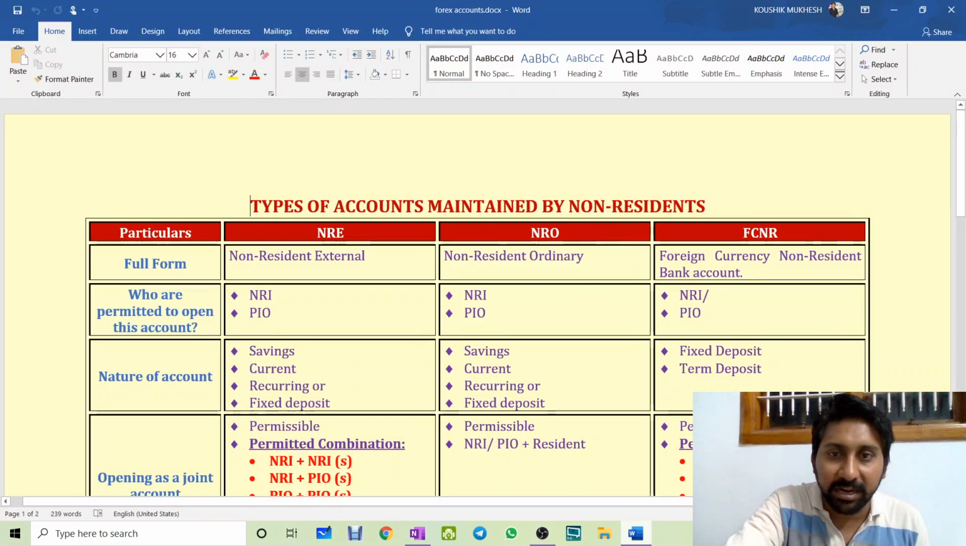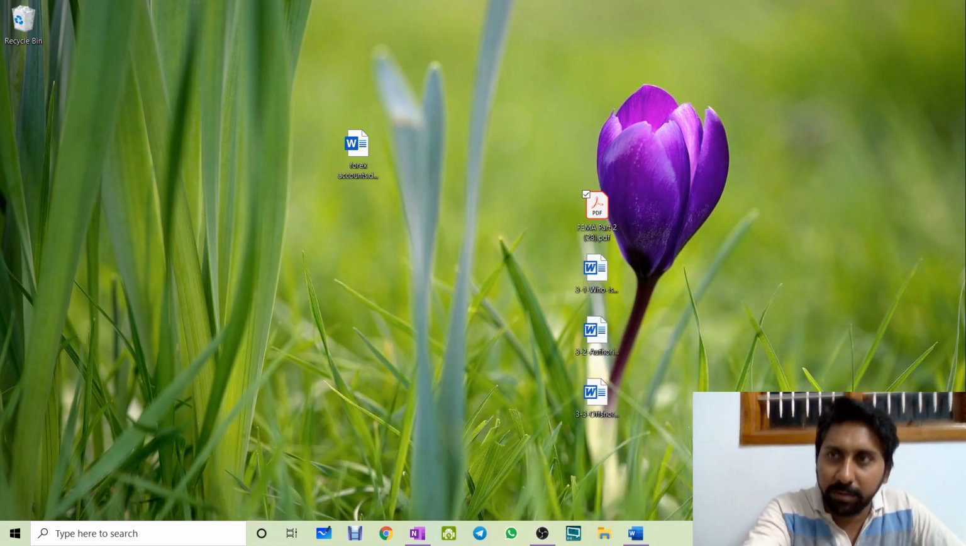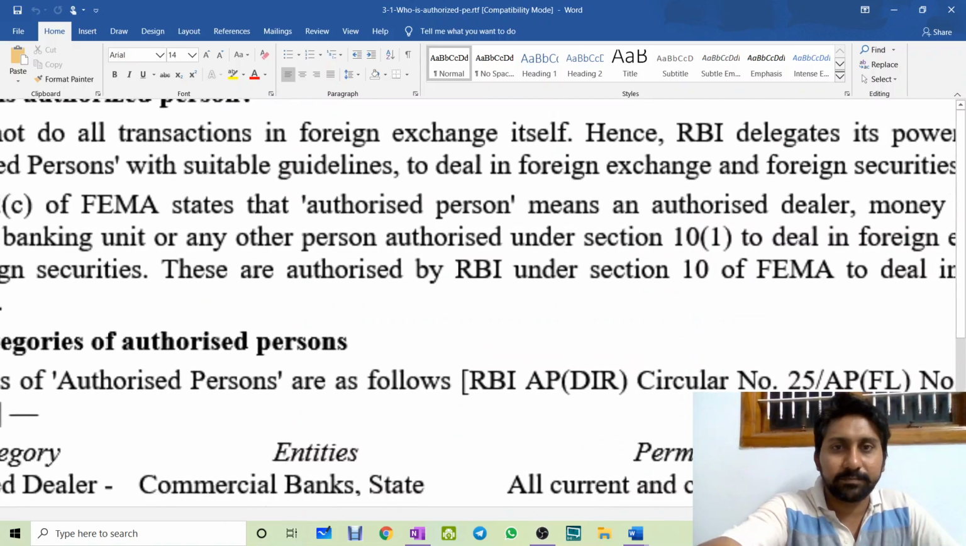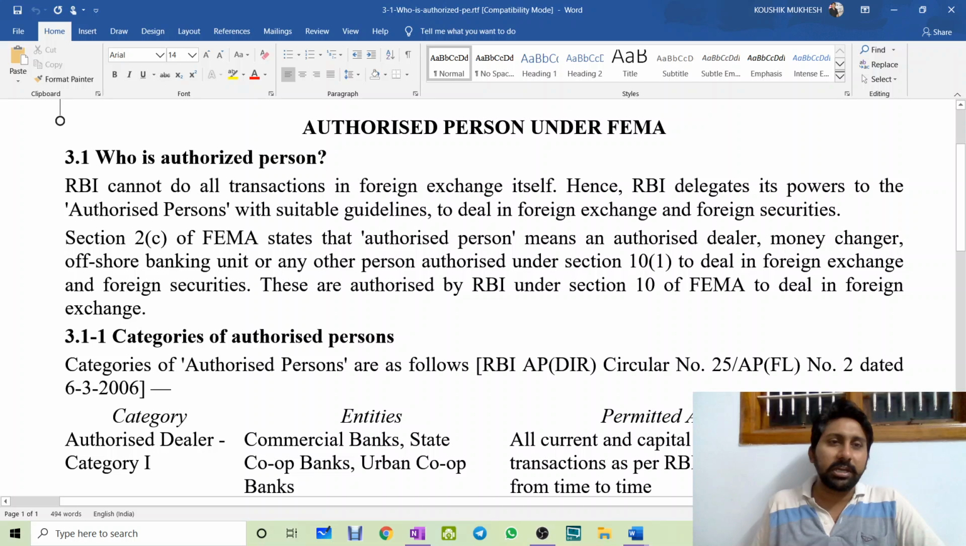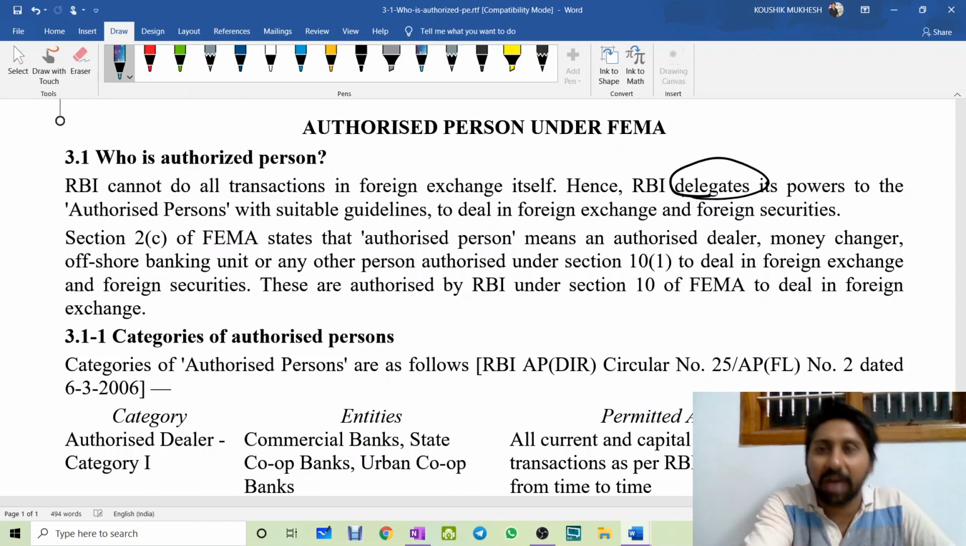This is not applicable for examination, but still to make you clear about one important concept, I have one document to make you clear about this. Let's have a look. See here, authorized person under FEMA. Who is an authorized person? RBI cannot do all transactions in foreign exchange by itself. Hence, RBI delegates its powers. Who is the delegator? RBI. Who is the delegatee? Authorized person. Its powers to the authorized persons with suitable guidelines. These guidelines are called master directions to deal in foreign exchange and foreign securities.